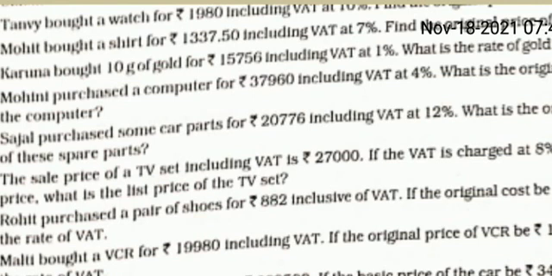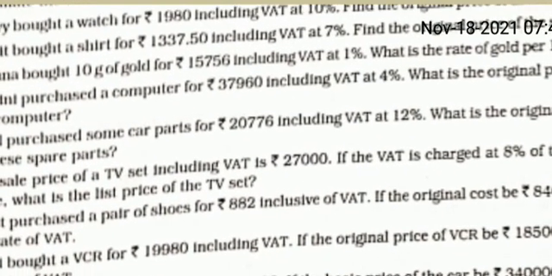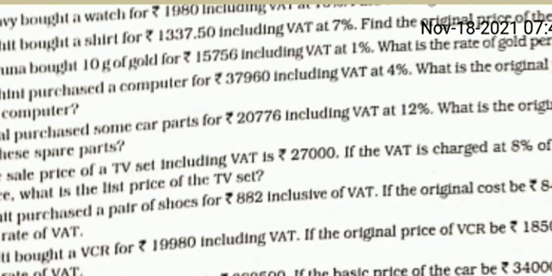Now next question, question number 7. Sajal purchased some car parts. Various types of parts are there in a car. So Sajal purchased some car parts for rupees 20,776, including VAT at 12%. What is the original cost of these parts? Very simple. You can see this. I am going to show.